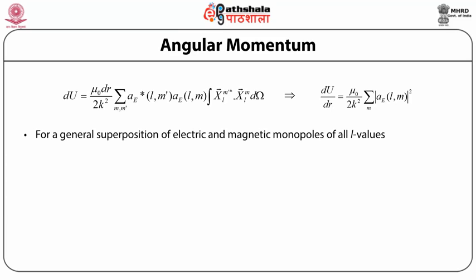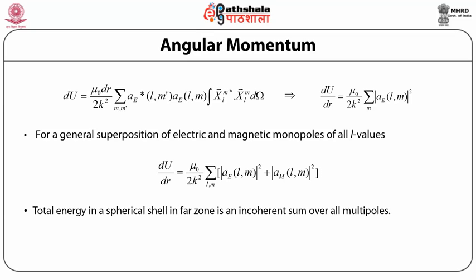For a general superposition of electric and magnetic multipoles of all L values, there will be summation over L as well, and corresponding magnetic multipoles will also be added, and we get dU by dr equals mu naught by 2k squared into summation over Lm of mod of a_E Lm squared plus mod of a_M Lm squared. So the total energy in a spherical shell in the radiation zone is an incoherent sum over all multipoles.